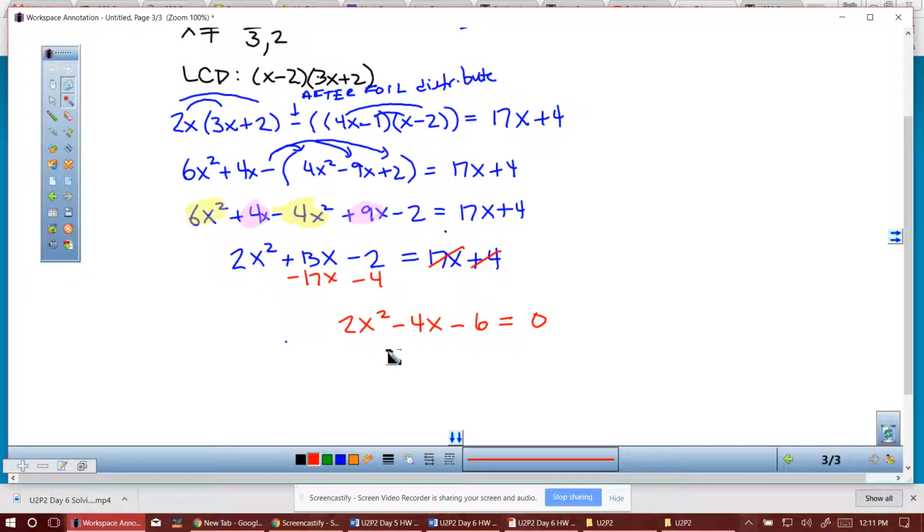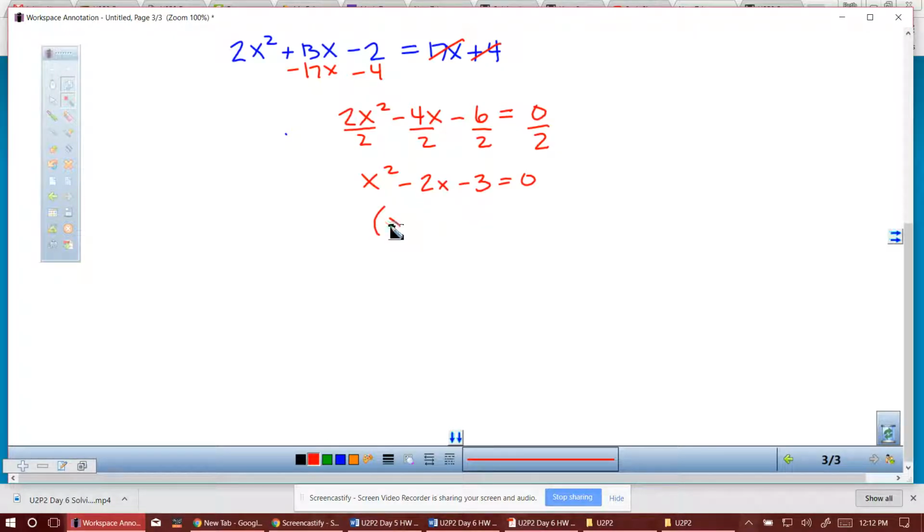What I notice here is I have a GCF. So I'm going to divide everything by 2, because I don't need a GCF when solving. I can just divide the GCF away unless it has a variable; the variable has to come out. But this is no variable, it's a constant. So now I'm trying to factor x squared minus 2x minus 3 equals 0. That will be x minus 3 and x plus 1 equals 0. So I get the solutions x equals 3 and x equals negative 1.